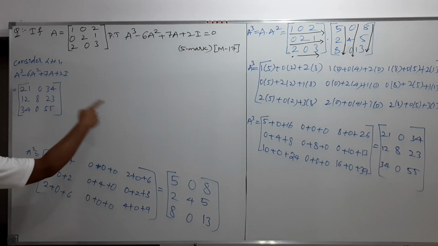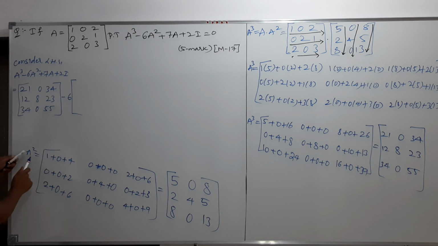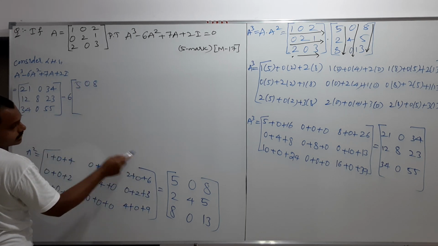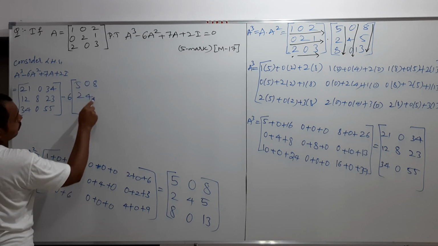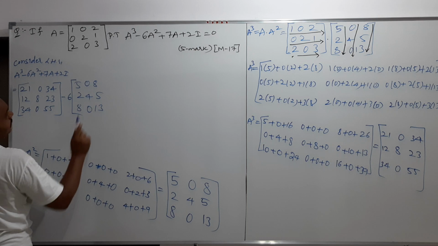So what is A cube? That will be substituted. Next, here it is minus 6, so minus 6 A square. What is A square? A square I have 5, 0, 8, 2, 4, 5, next 8, 0, 13.